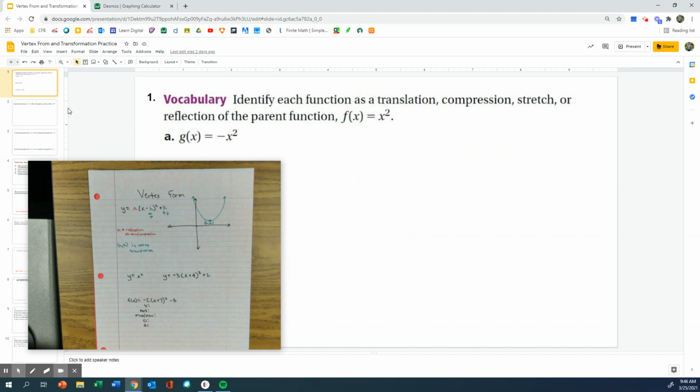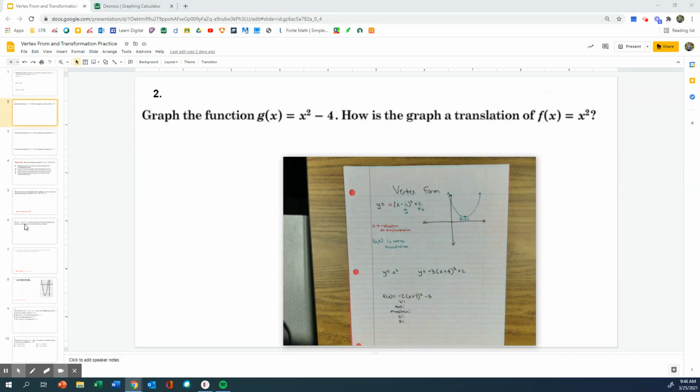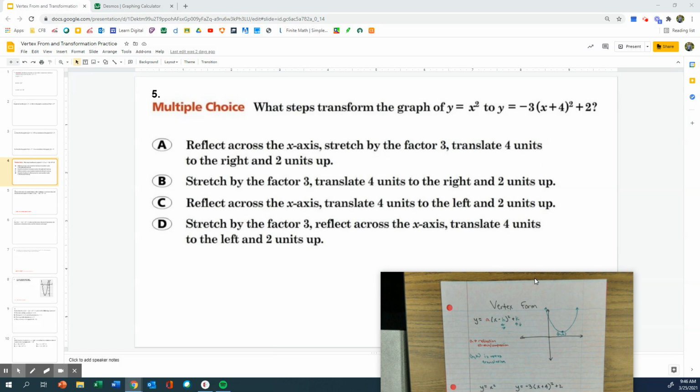Okay, so let's look here at that question. Question 5 is what it's asking for. Reflects across the x-axis. We said it's stretched by a factor of 3. Translate 4 units to the right? No, it translated 4 units to the left. Stretch by a factor of 3, reflect across the x-axis, translate 4 units to the left, and 2 units up. So that question would be D, okay? And I just want you to be able to see that in the question, okay?